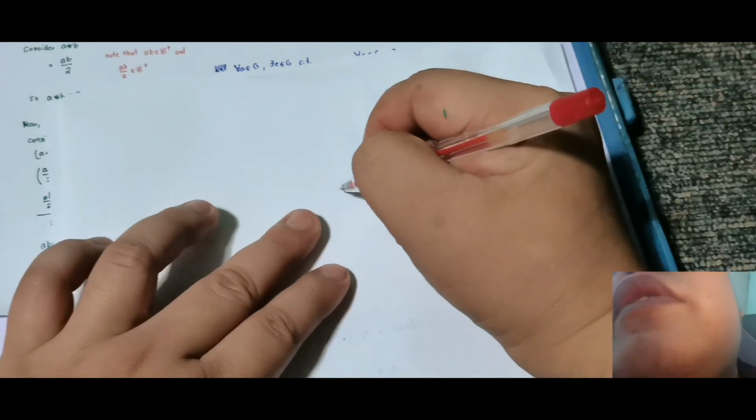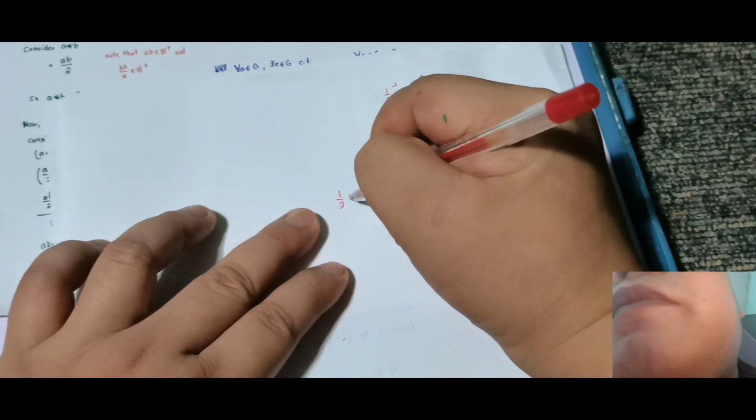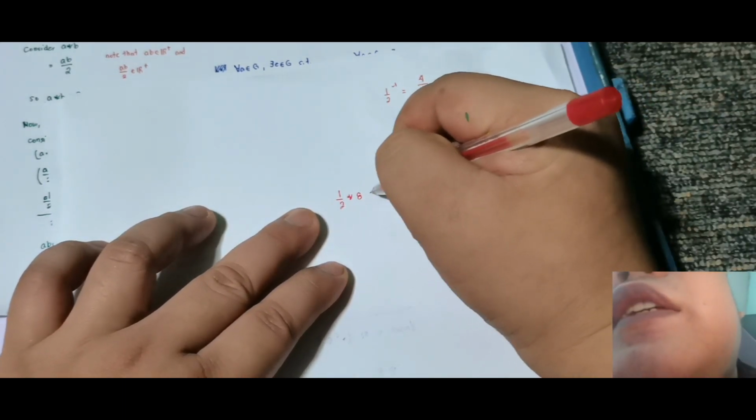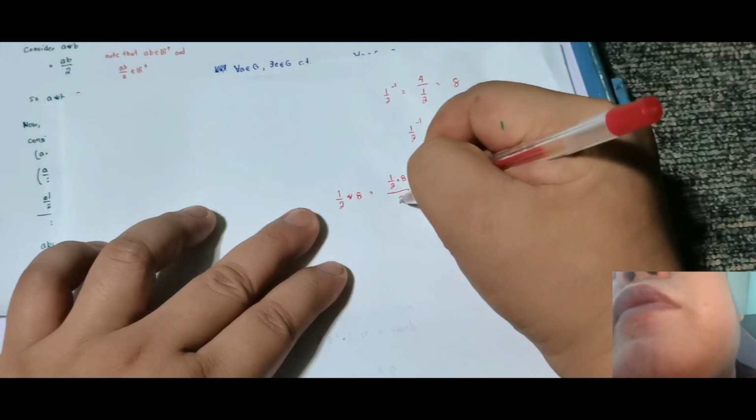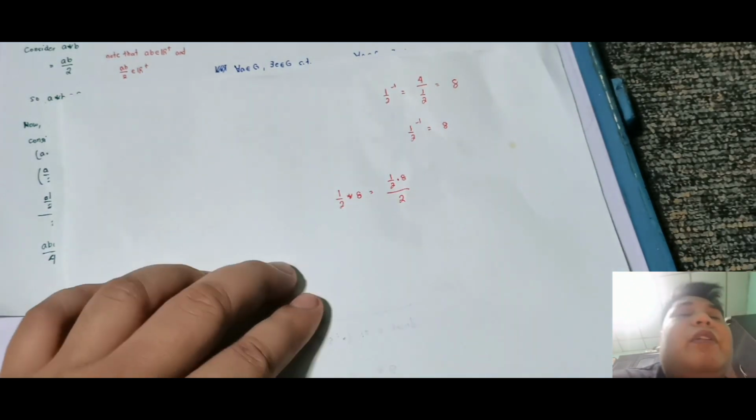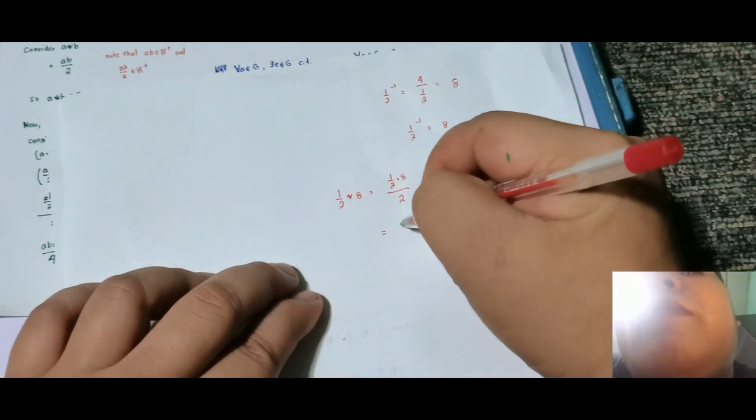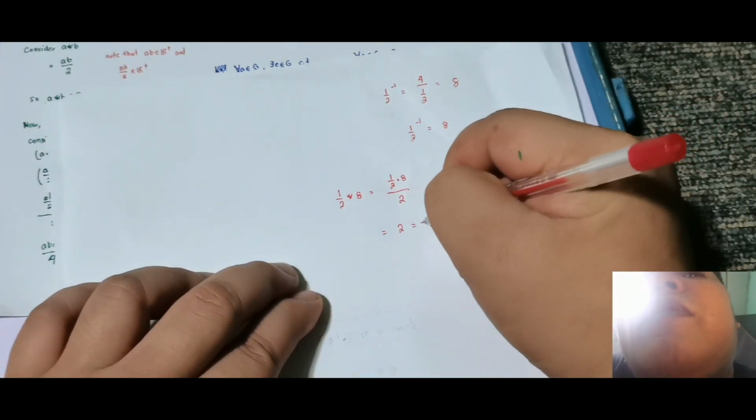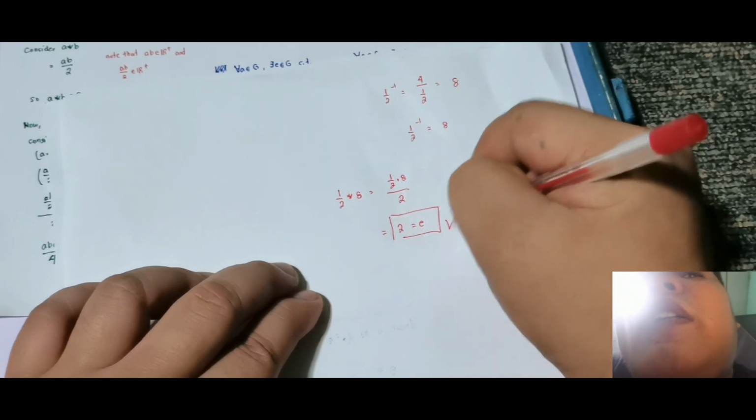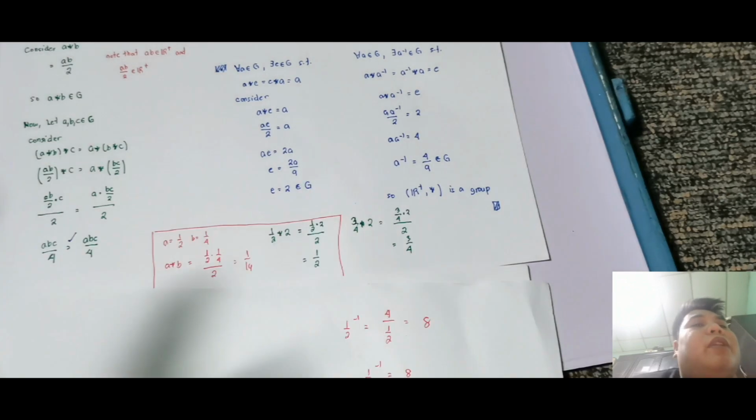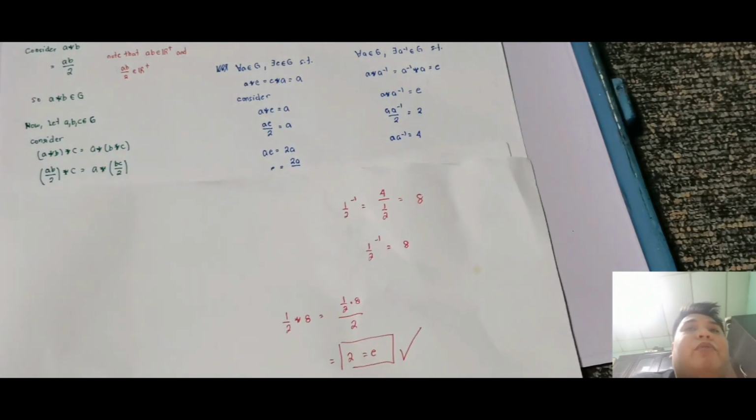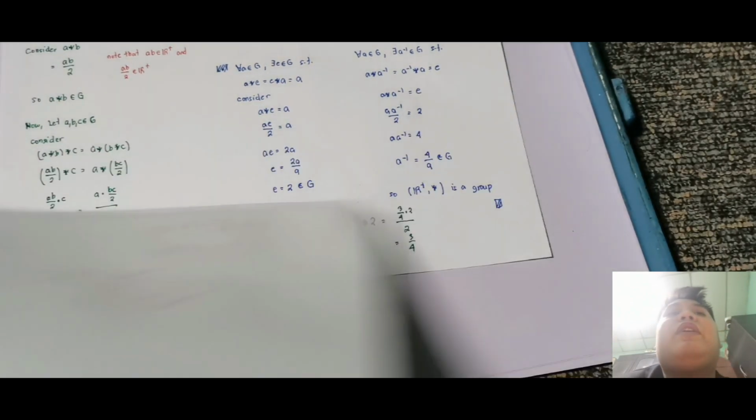Okay, so let's proceed. So 1/2 asterisk 8 is just equal to 1/2 times 8 all over 2. Note that 8 times 1/2 is 4. So 4 divided by 2 is just 2, which is the E. Okay, so we are right. Meaning, you got the identity element right, and you got the inverse right. So yes, that is one way to check your work.